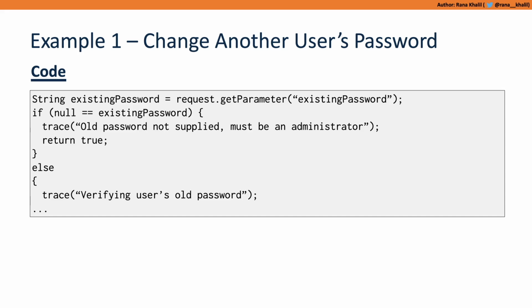So if we look at the code right over here, you could see it takes in the existing password field from the request parameter. If the existing password is null or empty, it assumes that you're an administrator because only the administrator interface does not have the existing password field in it. And so it returns true and it allows the password change request to go through.